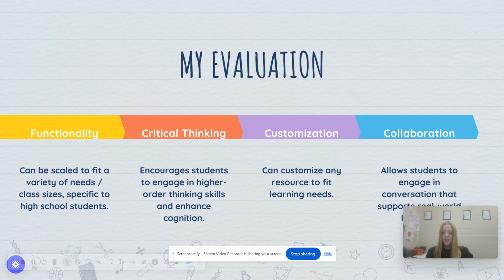As far as critical thinking goes, my students, the whole time we went through all 6 lessons, they were engaged, they were using higher order thinking skills, enhancing their cognition, and it really just went above and beyond what we would have normally done had I taught this lesson using my resources from last year or that I had been given from other teachers. Customization was also really big.